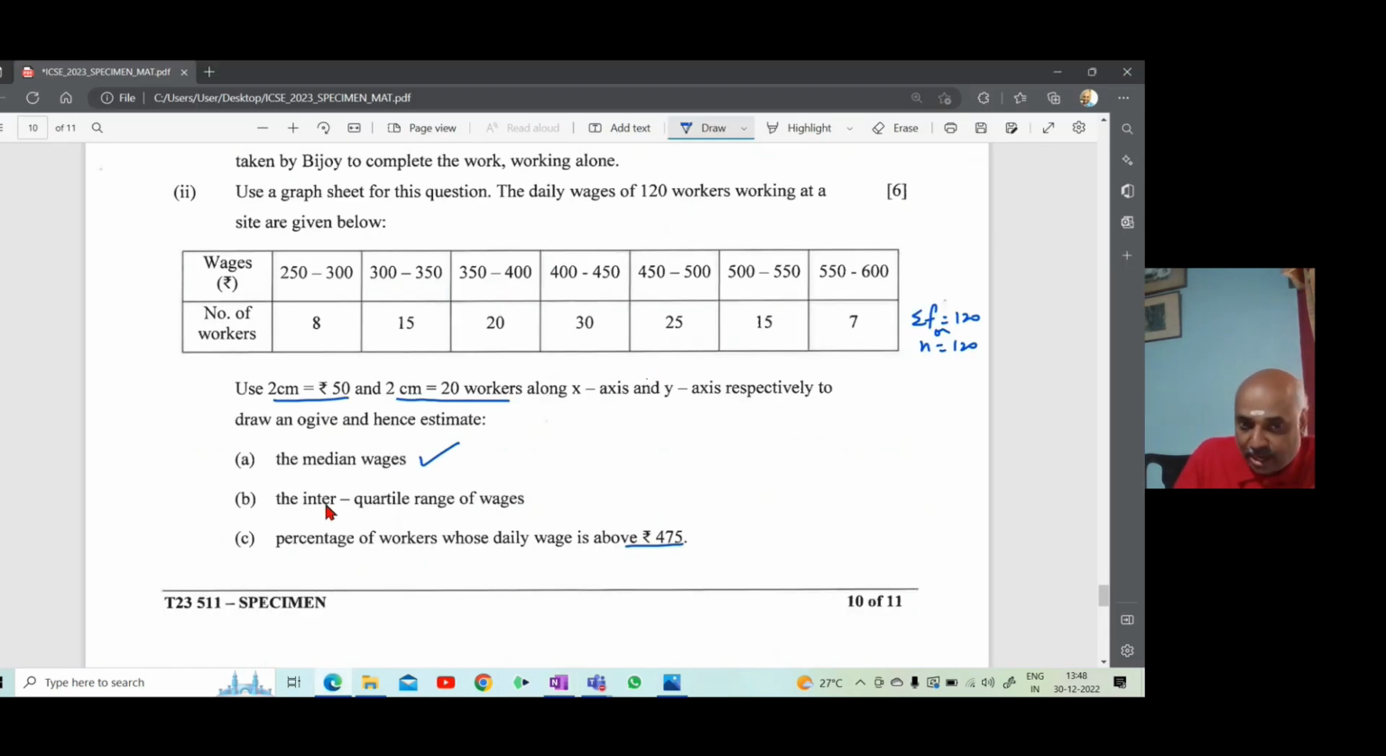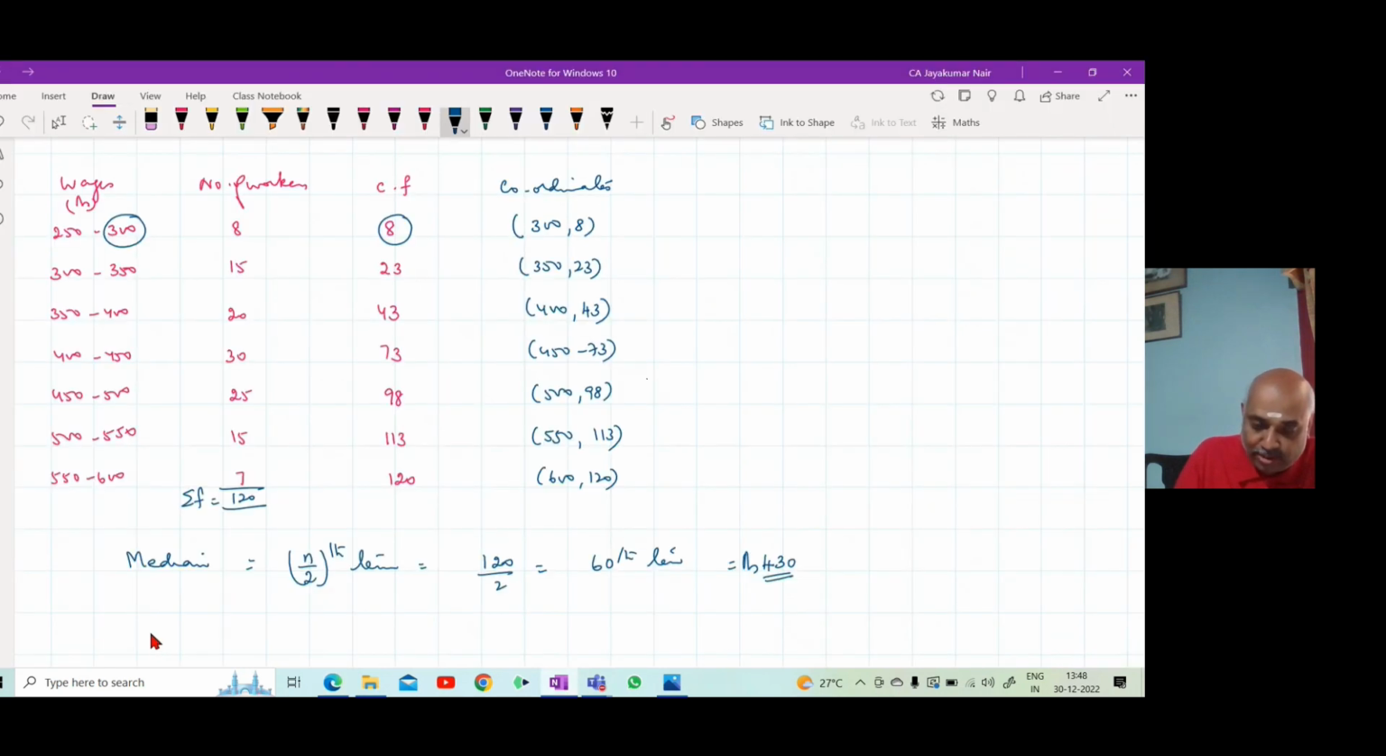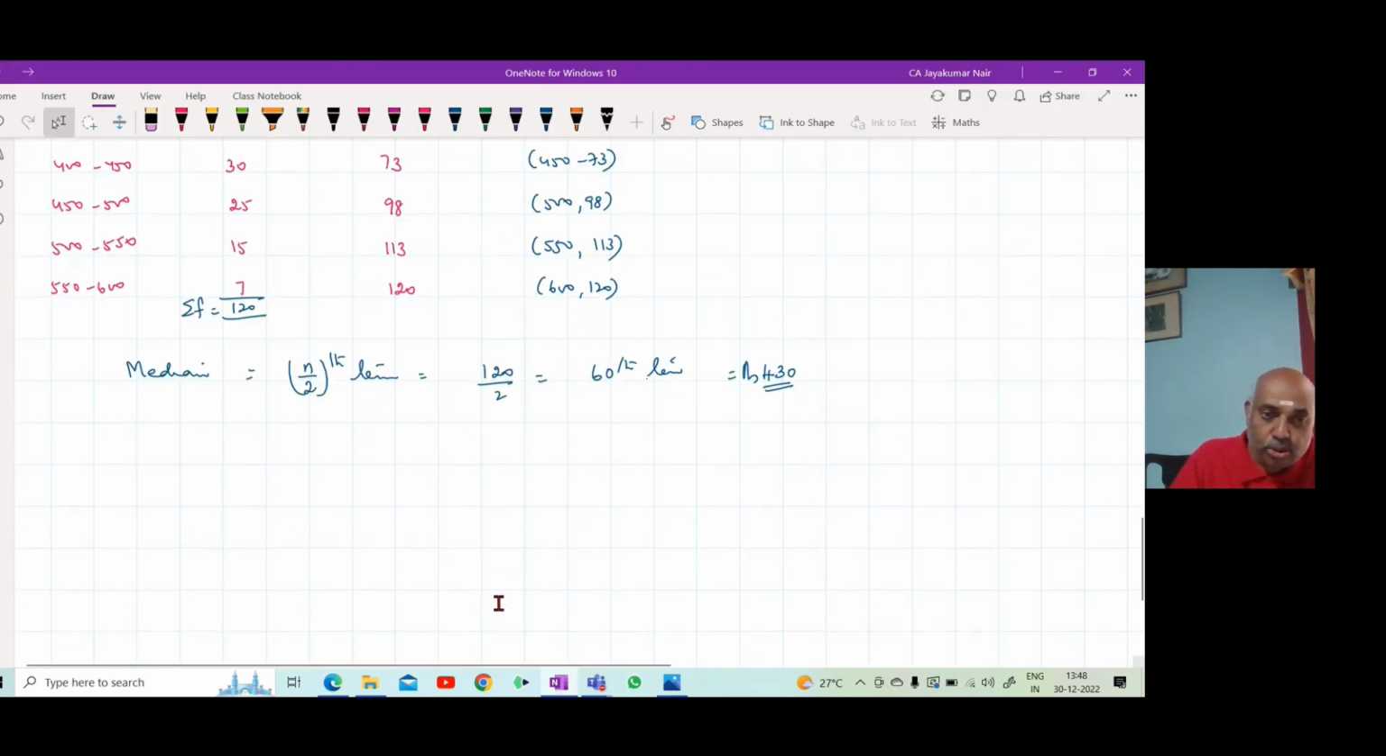Now, what is the second one? The interquartile range of wages. To find the interquartile range, you have to find Q3. Q3 means the upper quartile. The formula is the 3n over 4th term.